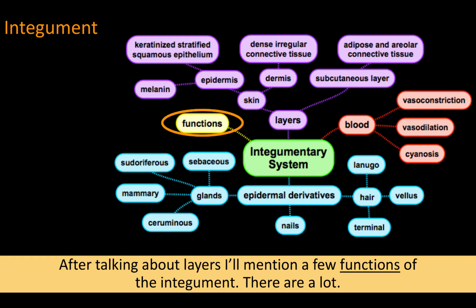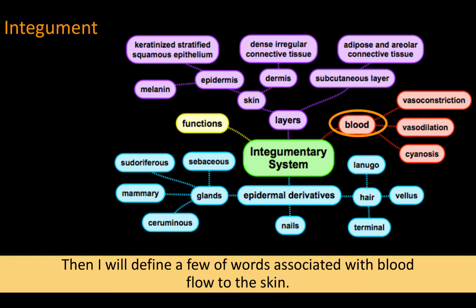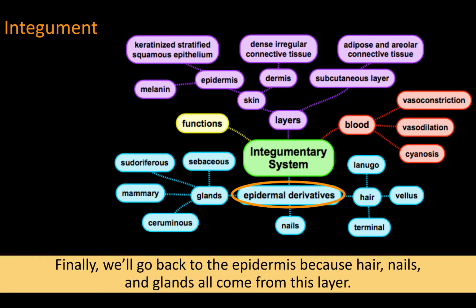After talking about layers, I'll mention a few functions of the integument. There are a lot. Then I will define a few words associated with blood flow to the skin. Finally, we'll go back to the epidermis, because hair, nails, and glands all come from this layer.